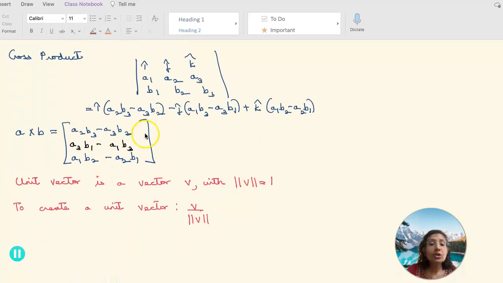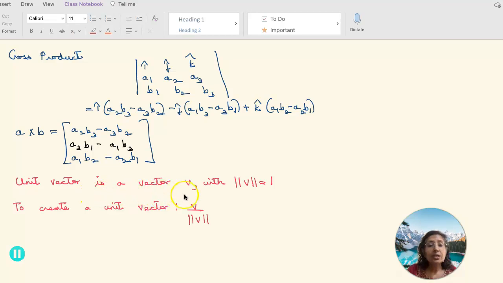Coming to the cross product, you have already learnt it in vectors. If you are given the cross product of a1 i plus a2 j plus a3 k and b1 i plus b2 j plus b3 k, that is i times (a2b3 minus b2a3) minus j times (a1b3 minus b1a3) plus k times (a1b2 minus a2b1). So the cross product you can write column-wise as a2b3 minus a3b2, then a1b3 minus a3b1 which, when you take the negative, becomes a3b1 minus a1b3, and a1b2 minus a2b1.